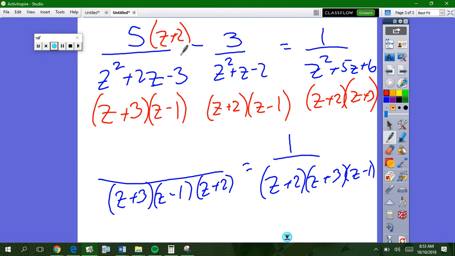What is the middle guy missing? Z plus 3. Give me 1 second, guys. How about the far right? Z minus 1.